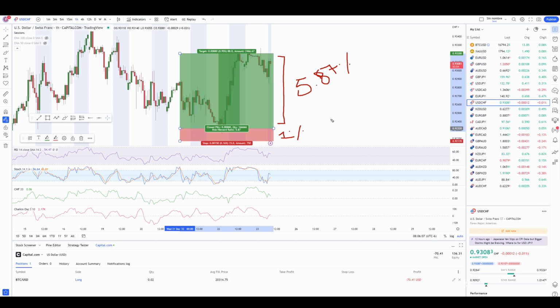Obviously, this can be used with MetaTrader, with cTrader, with TradingView. It doesn't matter what broker you're actually using. It doesn't matter what platform. It works the exact same way.